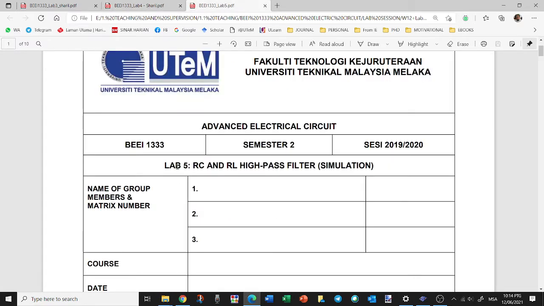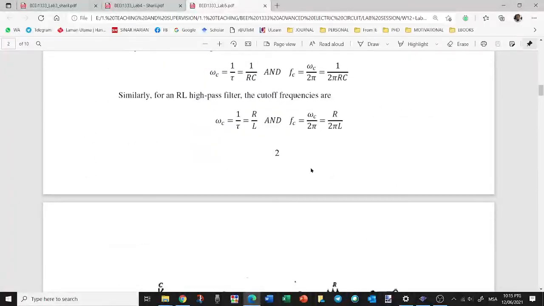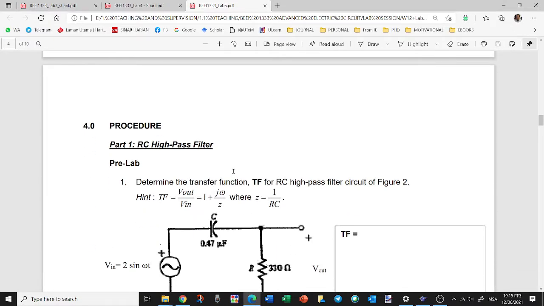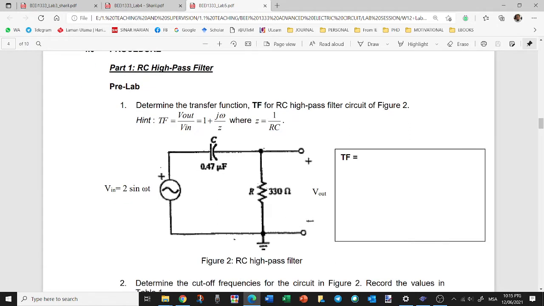Okay, so kamu tengok lab number 5 ni is high pass filter. Kalau kamu tengok dia punya procedure je, you go through the calculation ni. Of course formula dia berbeza lah, all the different formula for high pass filter. Tengok yang part 1 dia kena gunakan R and C, but now your circuit measurement output is across the resistor.